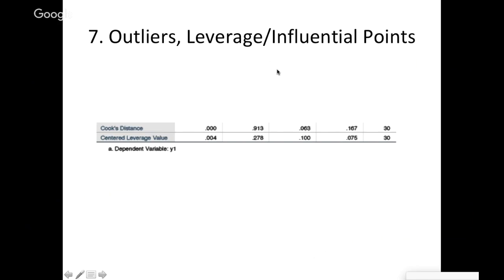Outliers, leverage, and influential points. We talked about Cook's distance and leverage in class. What I found is that this is the highest Cook's distance, which is pretty close to 1, which could be very influential. But overall, the average Cook's distance was 0.063. So outside of this one point, I would say the data behave nicely.